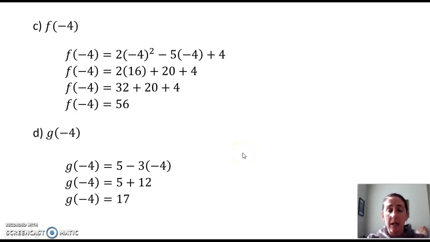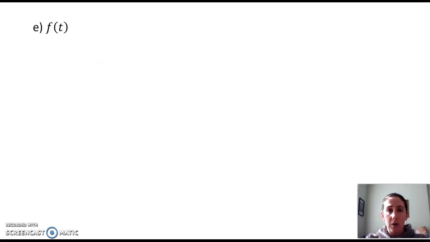You can input anything you want into a function, as long as it's in its domain, which we'll touch on in a little bit. So if you input a number, you typically get an output of a number, but you can input anything you want. Into a function, you can input another variable. It's the same thing. Into the f function, you're going to replace all the inputs, which were x, with a t. So that's going to be 2 times t squared minus 5 times t plus 4.